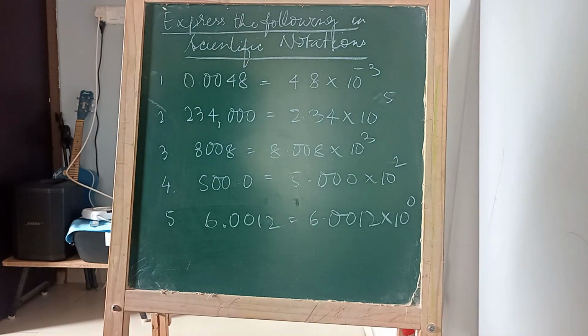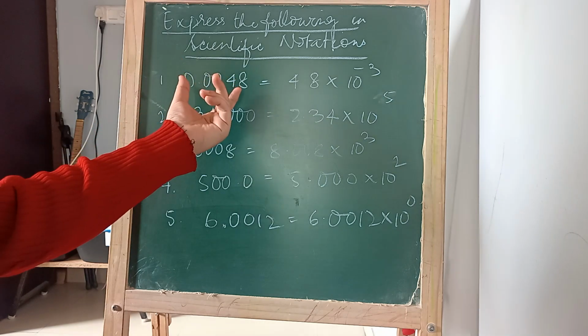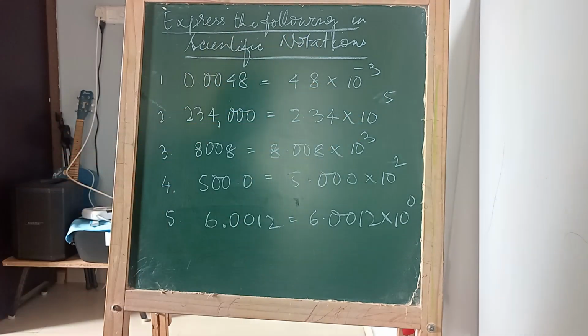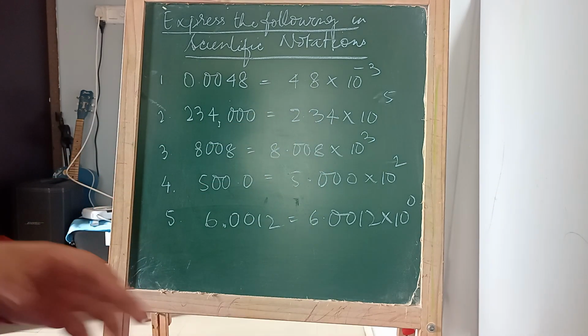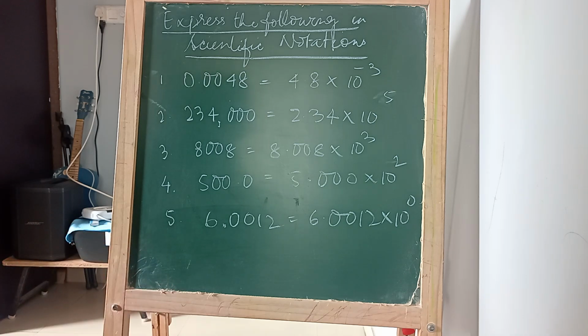Yes, today we will try to understand how to convert numbers into scientific notation. Because in science, in physics and chemistry, the numbers need to be written in a particular way so that they can be easily added, subtracted, multiplied, or divided.